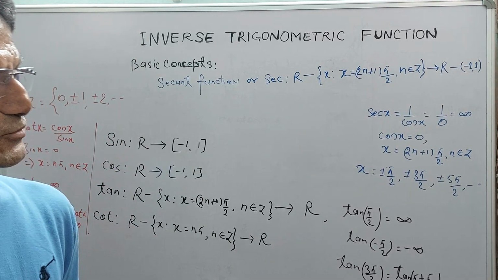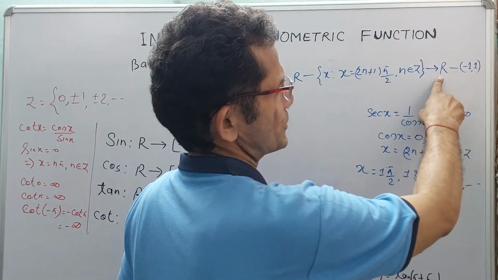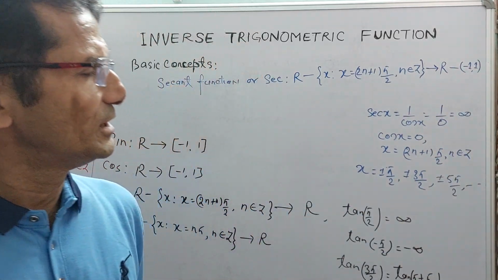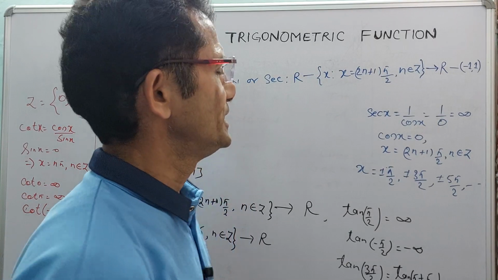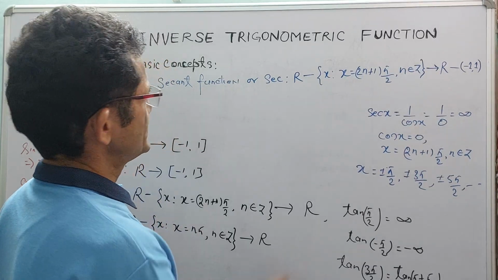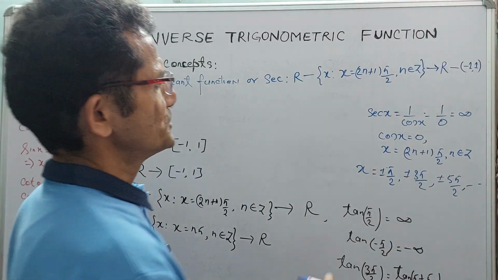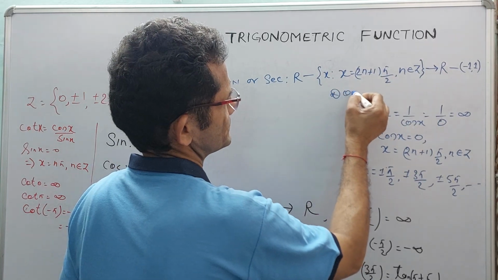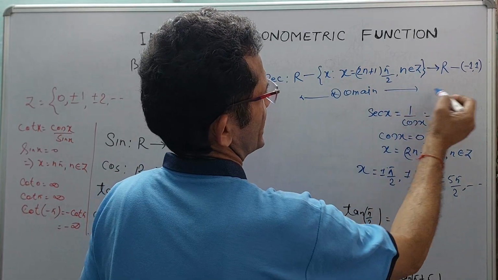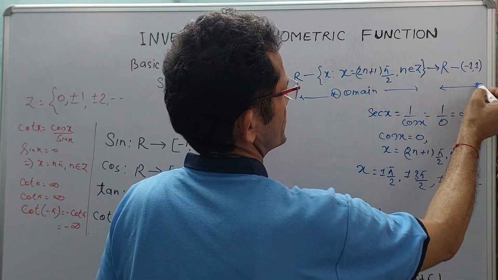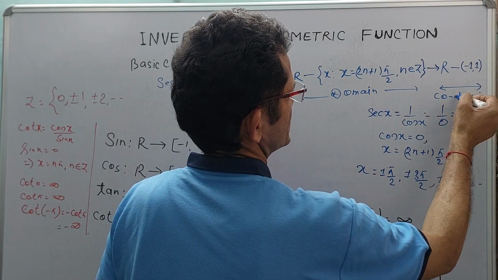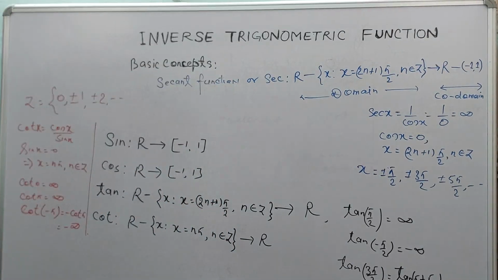We have to exclude some elements from the set of real numbers. These elements are from minus 1 to 1. Minus 1 and 1 will not be included, and these will be part of the codomain. So this is the second function, whose domain is this part, and this part is the codomain of the second function.